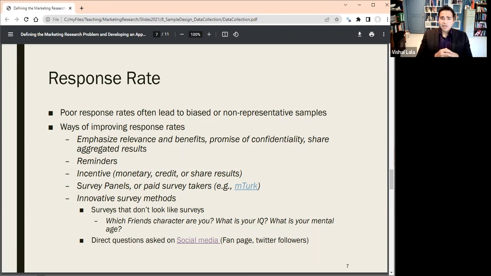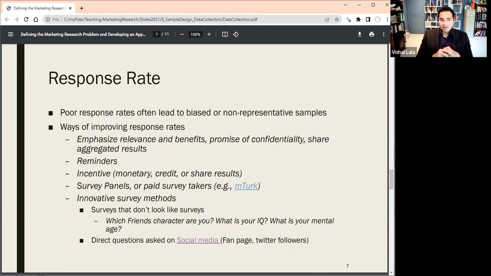A lot of folks will be reticent to answer a survey because they feel that their personal information will be out there. Promising them confidentiality by assuring them that the responses are anonymous and will not be tied back to them will allay some of their fears. Some people will complete a survey if they know that they'll be able to see a report of what was found. So sharing aggregated results, again, might motivate some people to respond to the survey.